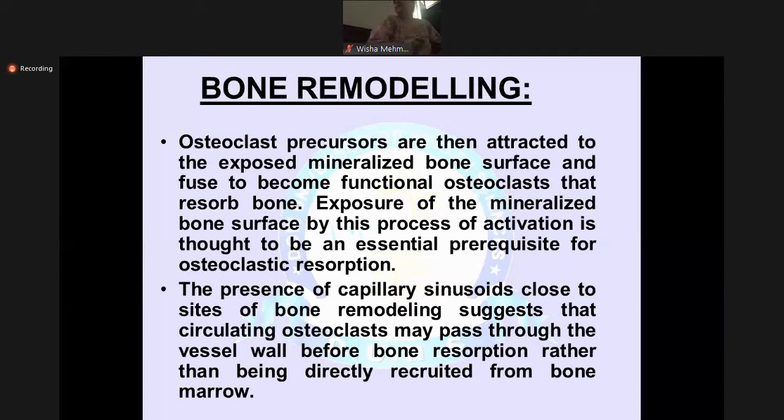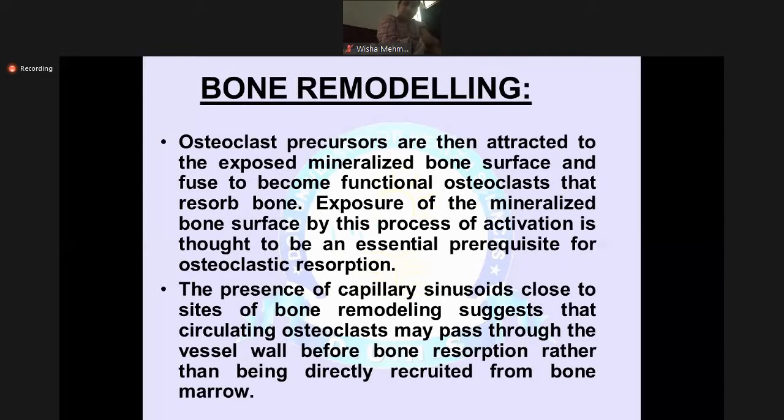And what are hydroxyapatite crystals? They are basically the crystalline salts of calcium and phosphate. So this process of mineralization is accelerated by the enzyme alkaline phosphatase, and this alkaline phosphatase is also secreted by the osteoblast. So the process requires the availability of an adequate amount of calcium and phosphate in the ECF.